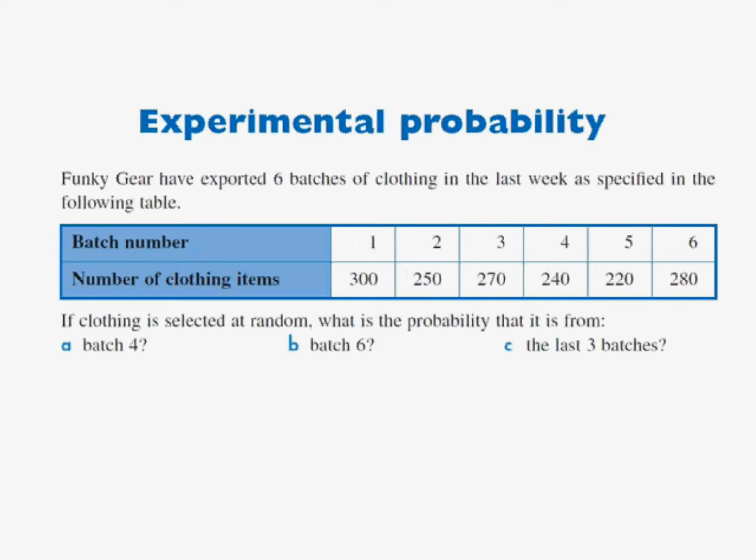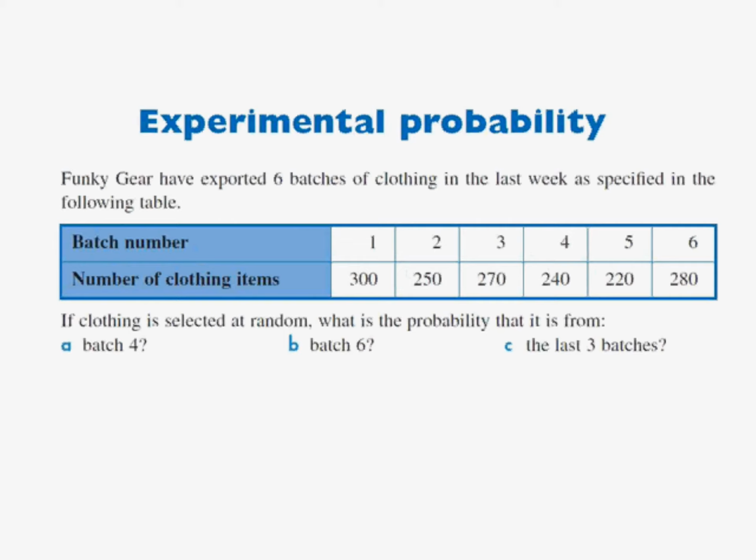Okay, the next example is this one here. Funky Gear have exported 6 batches of clothing in the last week, specified in the following table. You can see there batch numbers 1 through to 6 and a specific number of clothing underneath those batches. So there are 3 parts to this: A, B and C. If clothing is selected at random, what is the probability that it is from batch 4?